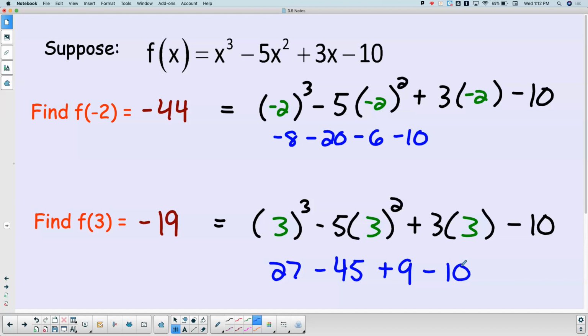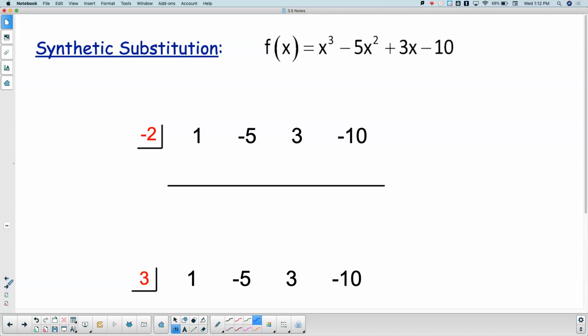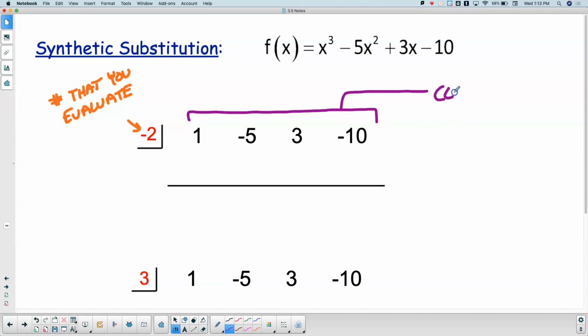Now, there's an easier way to do that, and that's called synthetic substitution. Now, we said that f of negative 2 was negative 44. So this number out here is the number that I am evaluating. And these numbers in here are the coefficients written in standard form.